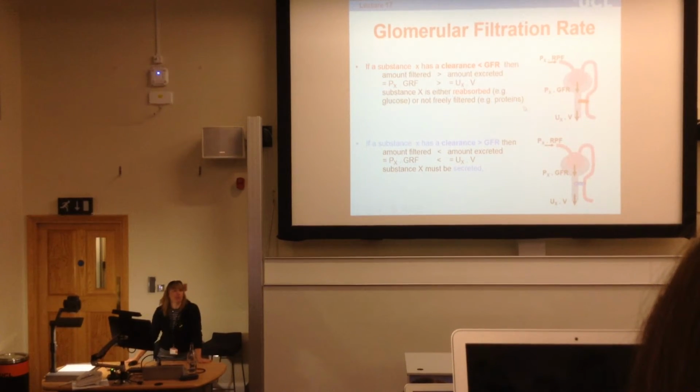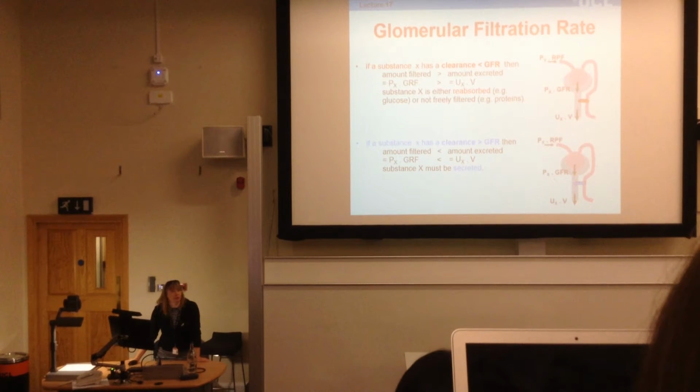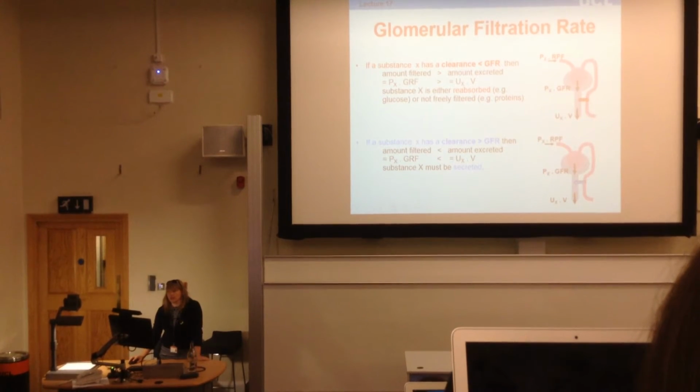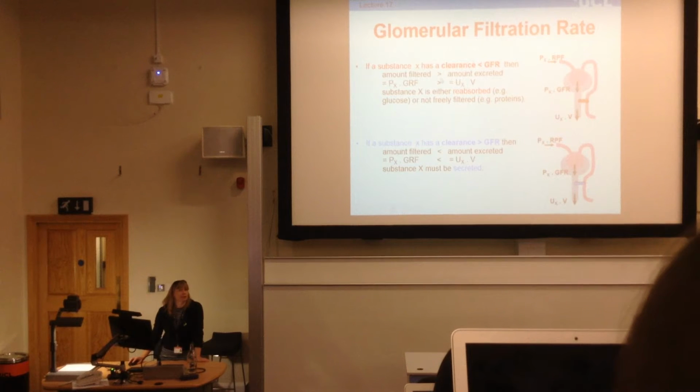Now the typical example of that is glucose. So all of the glucose that is filtered, it's freely filtered because it's a small molecule, should not show up in the urine because the kidneys are designed to reabsorb all of your glucose. So we know that the clearance of glucose should be 0. So it's less than the glomerular filtration rate because it's all been reabsorbed. It's all usually reabsorbed pretty much in the proximal convoluted tubule.